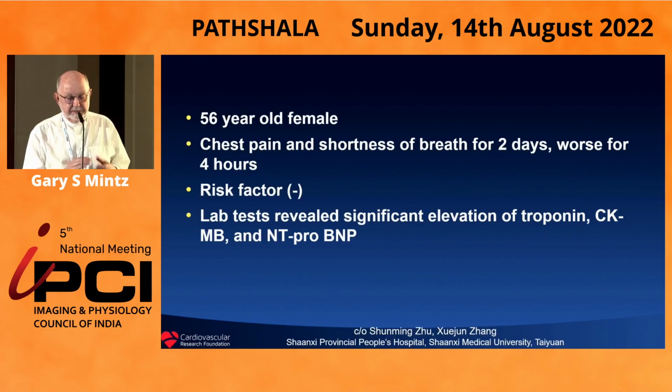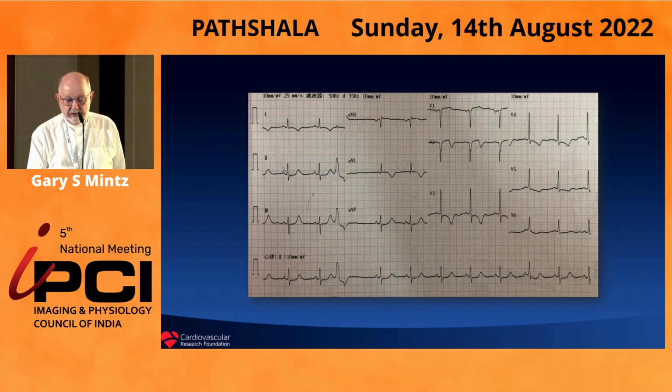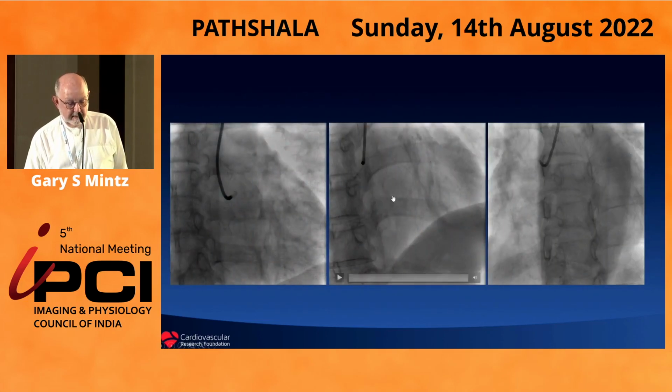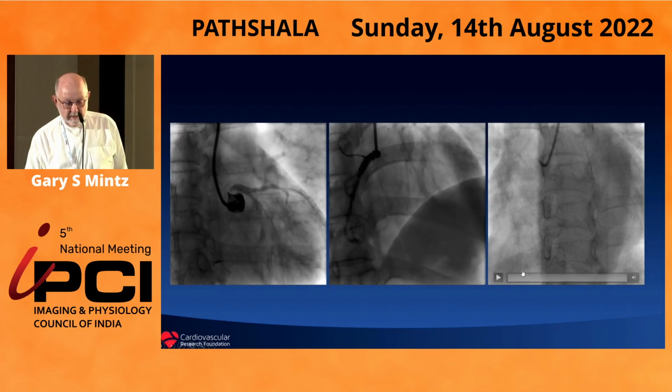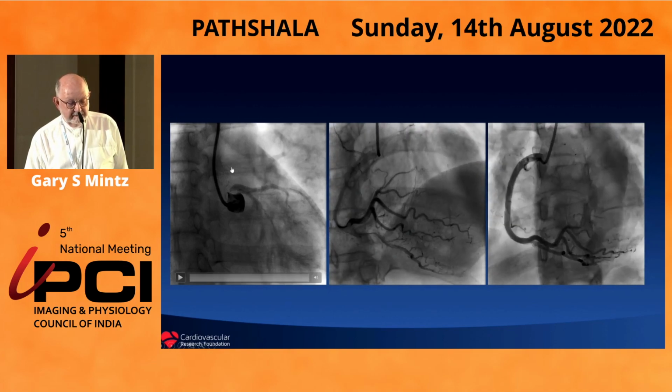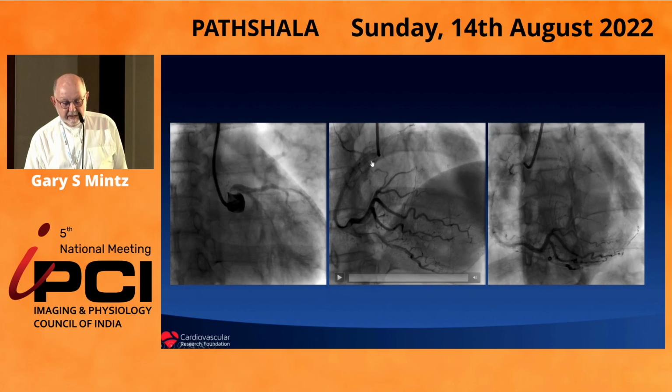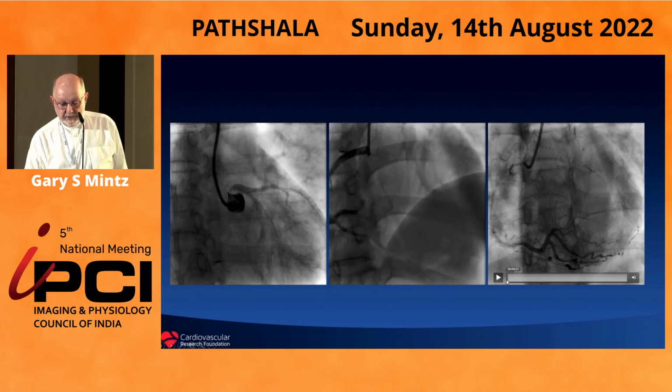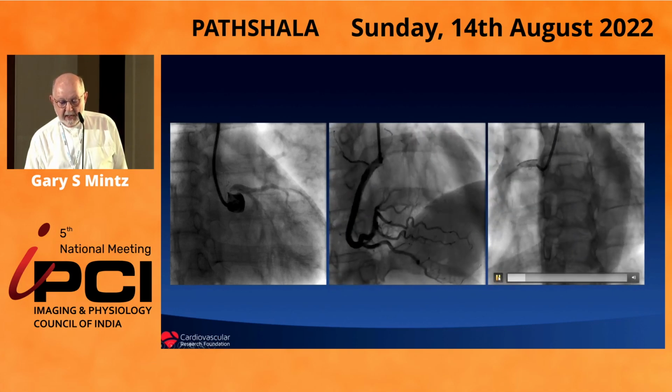56-year-old female, chest pain and shortness of breath for 2 days, worse for 4 hours, no risk factors, and those are her lab tests. Here's her ECG, kind of dramatic for T-wave inversion in the anterior precordial leads. And here is her angiogram. So she's got severe ostial left main disease, and her right coronary looks pretty much okay.